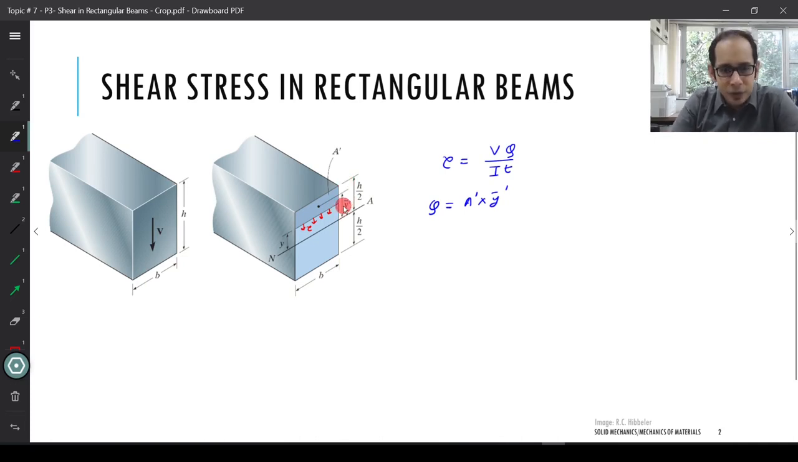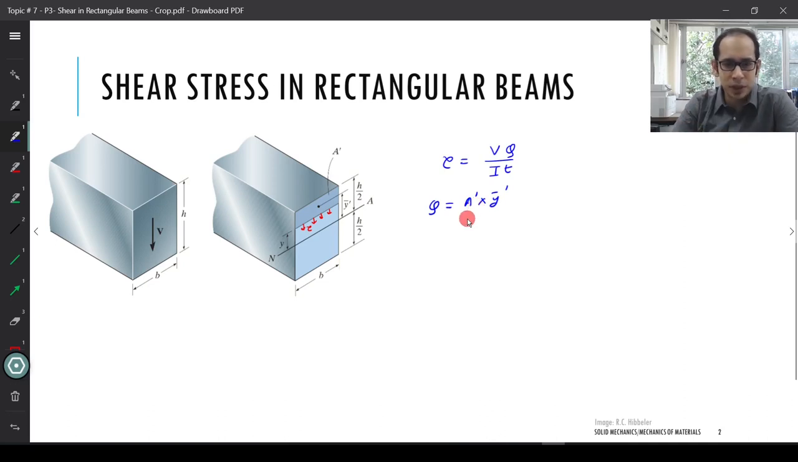Now if you substitute the expressions, and I'm not going to go into the details of that, it's fairly simple. For example, your A prime is nothing but the product of this width and this height. So this width is b, and the height is h over 2 minus y, since the distance of the neutral axis from this section plane is y. And similarly, you can find this y bar prime as well in terms of h over 2 and y.